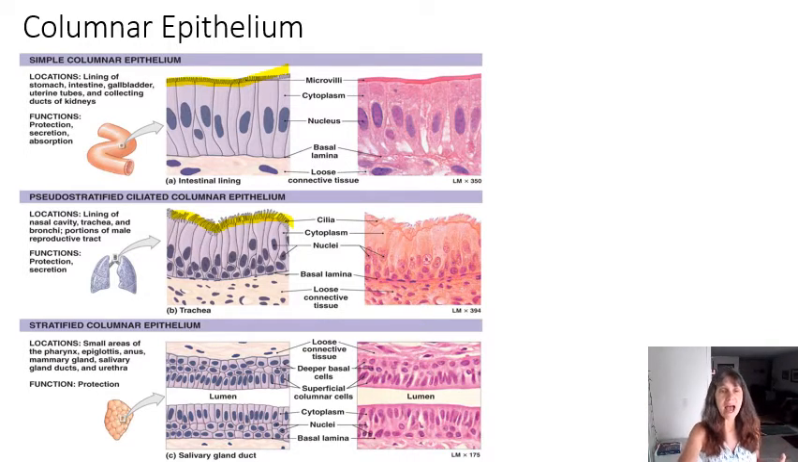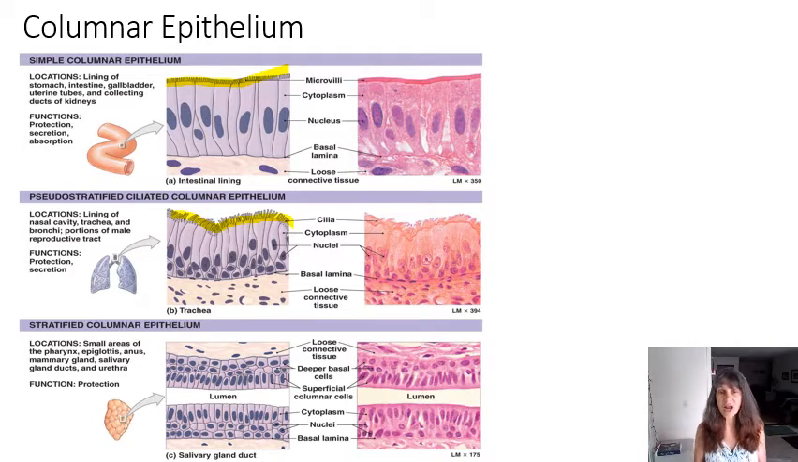When we look at pseudostratified ciliated columnar epithelium, this obviously has cilia, it's in the name. This is going to be found lining the upper respiratory tract, which includes your nasal cavity, the trachea, the bronchi, as well as parts of the male reproductive tract. That's where we can also find pseudostratified ciliated columnar epithelium. The function of pseudostratified ciliated columnar epithelium is for protection and secretion.